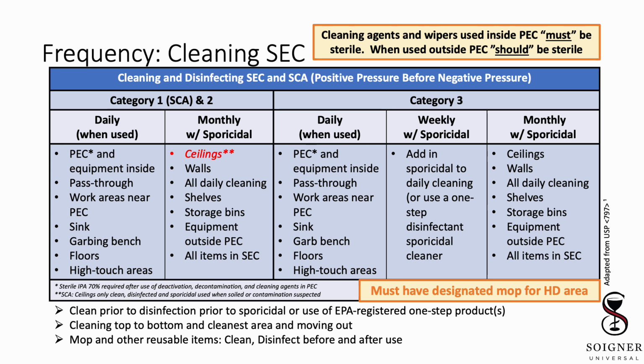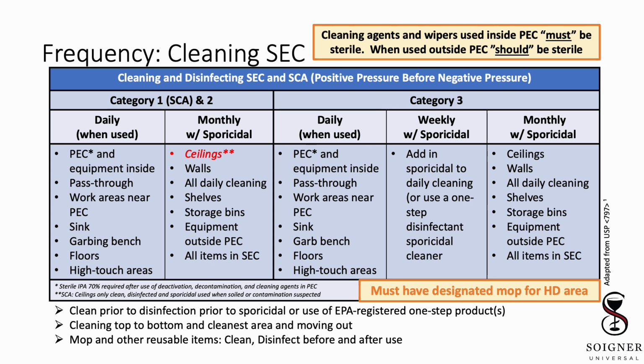For Category 3 compounding, daily cleaning is the same as previously mentioned. However, a weekly cleaning is introduced that includes the use of a sporicidal disinfectant to the daily cleaning process. Monthly cleaning for Category 3 will be the same as Category 2 using a sporicidal agent. The technique used in cleaning compounding rooms is the same as a PEC. We start at the cleanest point at the top, moving to the bottom and moving outwardly to dirtier areas.